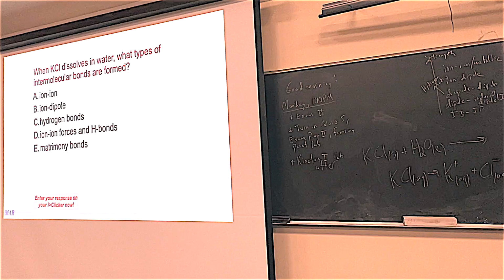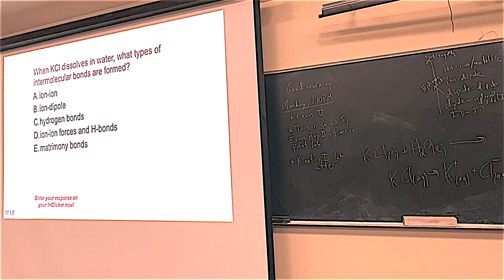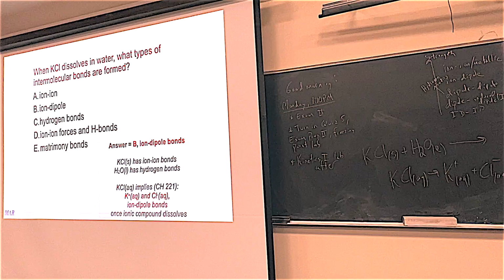From Chem 221, we know that ionic compounds like KCl, if they dissolve, not only go into the water, they actually dissociate into K+ and Cl-. And this is the real power of water, that it can break up these strong bonds. But if you think about what happens then, you have a positive ion in water and a negative ion in water. So something ionic and something polar, i.e. with a dipole, this is an example of the ion-dipole force.